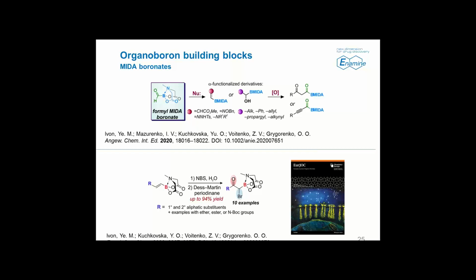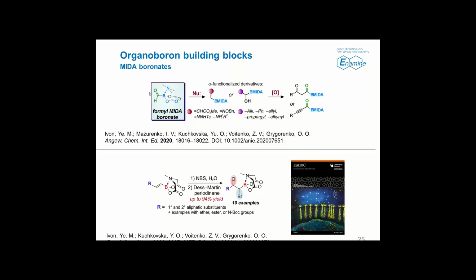We have also some very interesting but quite different organoboron chemistry, which is related to functionalized MIDA boronates. In particular, we have obtained the smallest acyl MIDA boronate, which contains the formyl group, and we have shown that this compound, although it is very unstable and can be handled only in solutions, is a typical aldehyde, which can react with most typical nucleophiles.